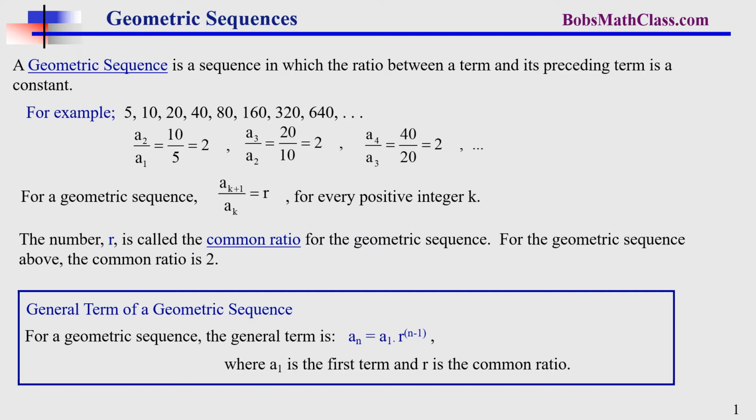And the main thing from this page to know is that a1 is the first term and r is the number that we multiply by to get to the next term. Or it's a term divided by its previous term, and if that number is the same, then that's r. So any term divided by its previous term is equal to r.